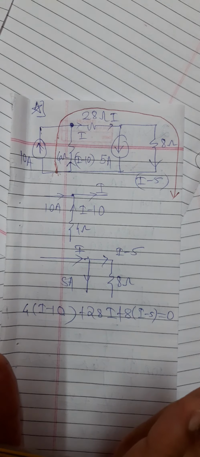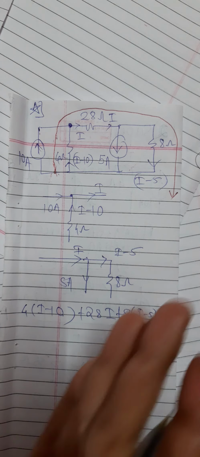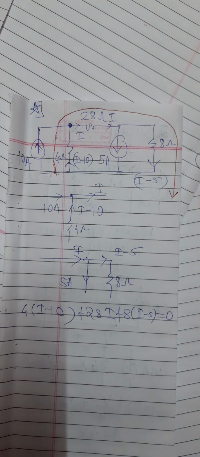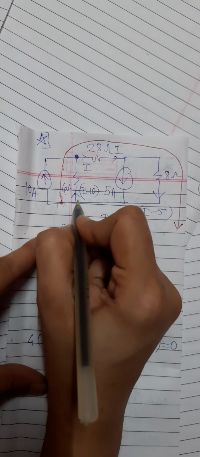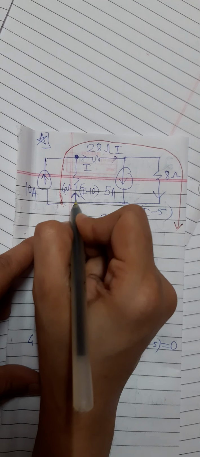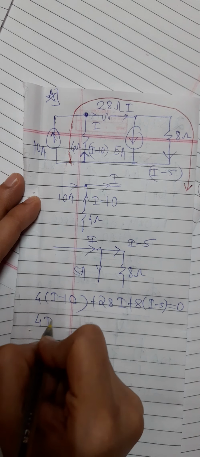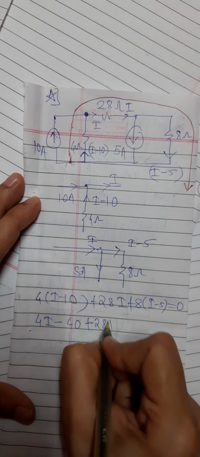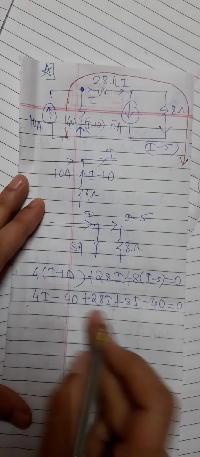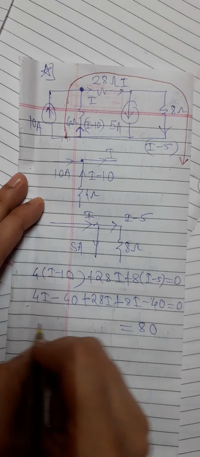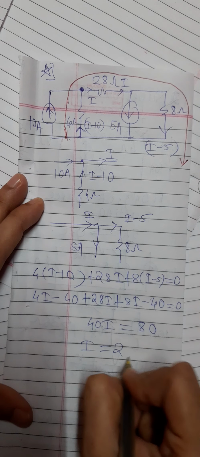If current in any of these branches is in the opposite sign, then we must write it as a negative term. But here the current is flowing in the same direction, in this, this and this. So positive sign. Now 4I minus 40 plus 28I plus 8I minus 40 equals 0. This minus 40 becomes 80 here, and 4 plus 28 plus 8 is nothing but 40I. So I is equal to 2 ampere.